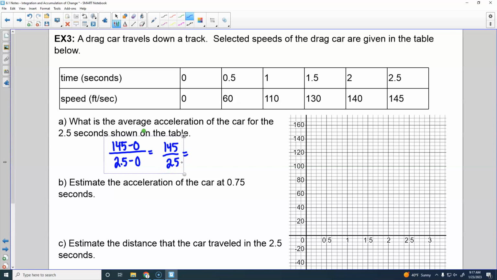And let's just grab the calculator. What is it? 58. What would my units on that be? Okay, feet per second, which is perfectly okay to use 58 feet per second squared. You could see either.